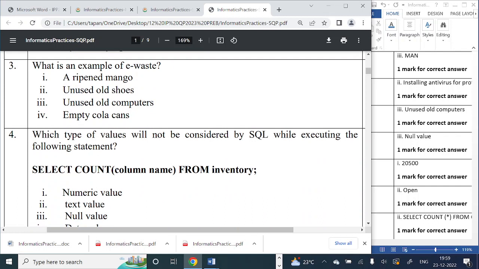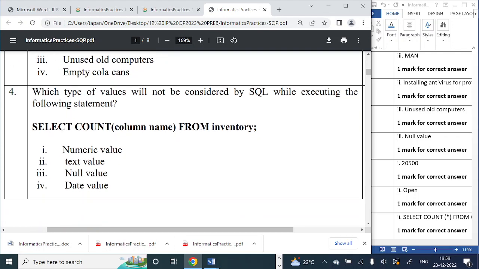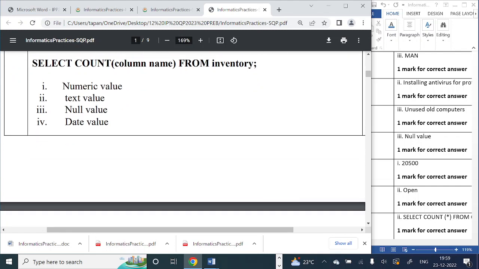Next, which type of values will not be considered by SQL while executing the following statement? Now when we are executing the following statement, select count column name from inventory, null is never counted. Numeric values it will count, text value it will count, date value it will count, but null it will not count. So here the option will be null values.